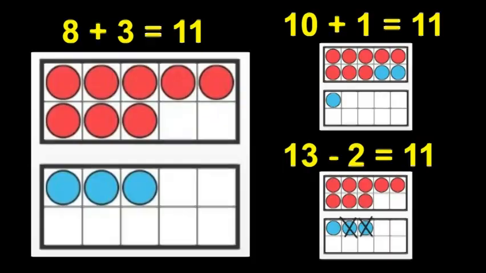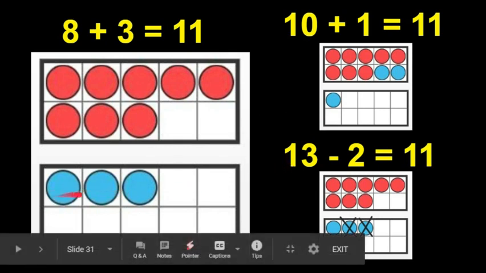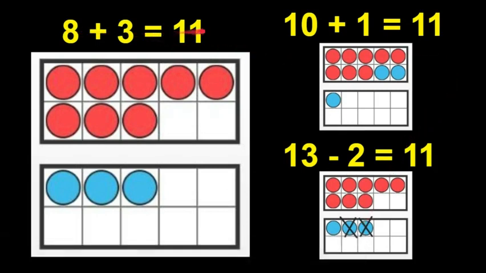How many did you see? Oh, do you need to see that one again? I'm going to go back up. Did you see? I hope you saw that there were 2 missing. Did you notice I only had 8 in the top 10 frame? There were only 8. So maybe some of you moved 2 of the blue dots up to make a 10 and then knew there was one more. Or some of you, maybe you pretended there were 13 and took away 2 from the bottom 10 frame. No matter what, 8 plus 3 equals 11.